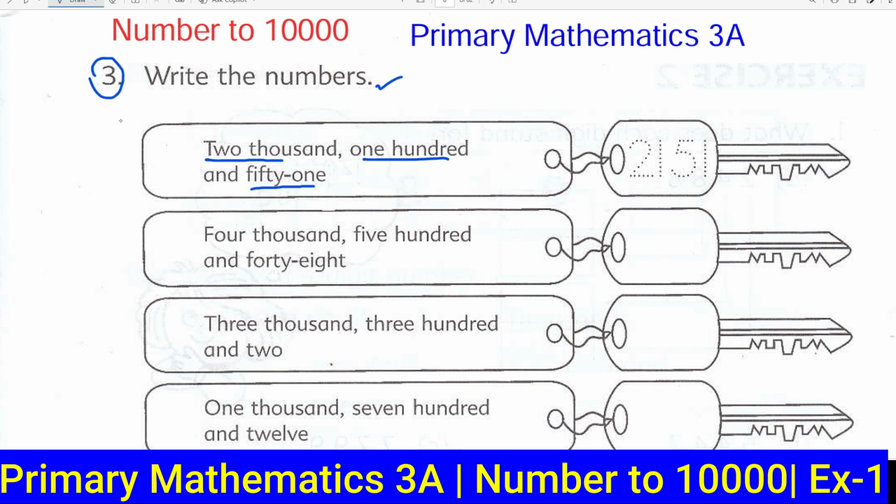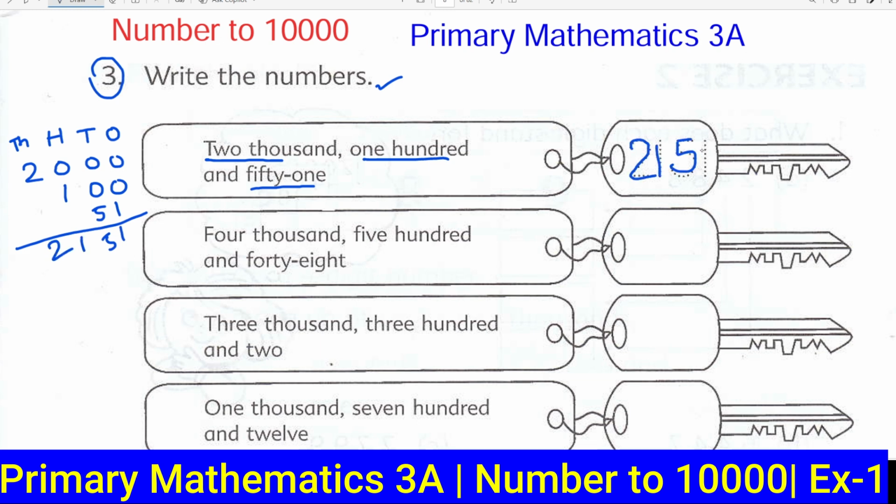2,151. So look, first one is one digit, second one is tens, third one is hundreds, and fourth one is thousands, right? So here is a 2,000. So 2, and next this one 0 0 0, 100 1 0 0, 51. So what will be the answer? 2 1 5 1.